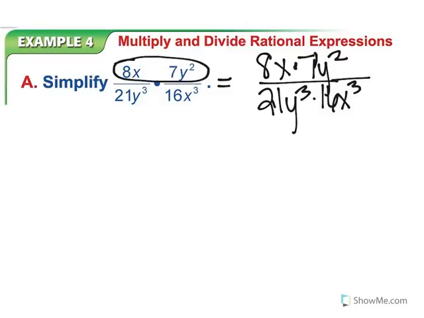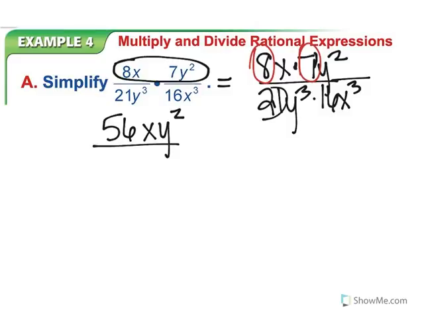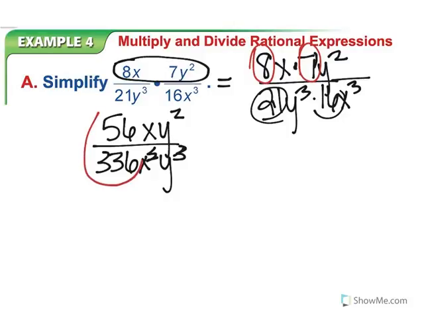Alright, so this actually becomes a problem that we can simplify pretty easily. We want to take 8 times 7, which is 56. So we get 56xy squared divided by 21 times 16, which is 336, and then we have x cubed, y cubed. All right, the last step, we're actually going to take this fraction and reduce it. And it actually reduces to 1/6.